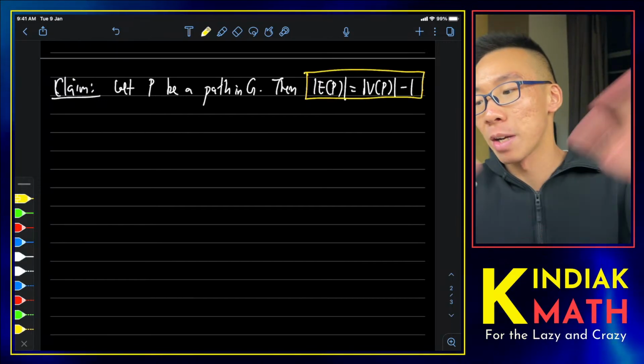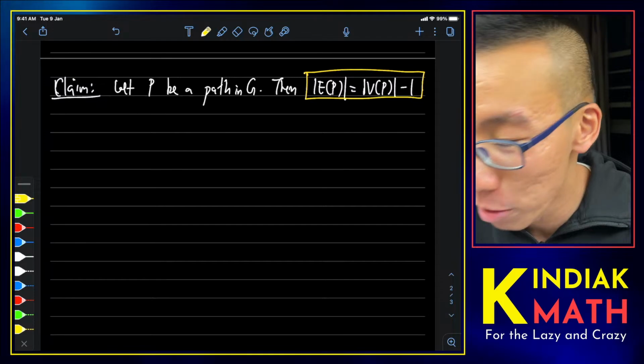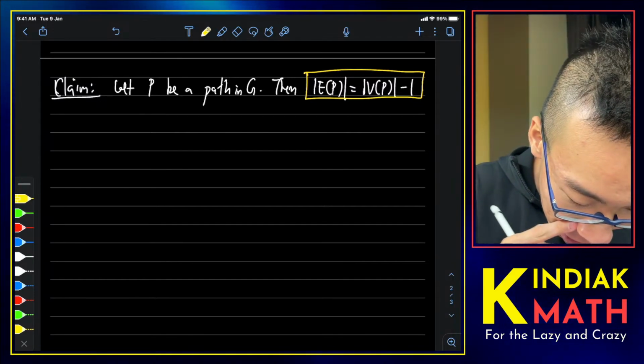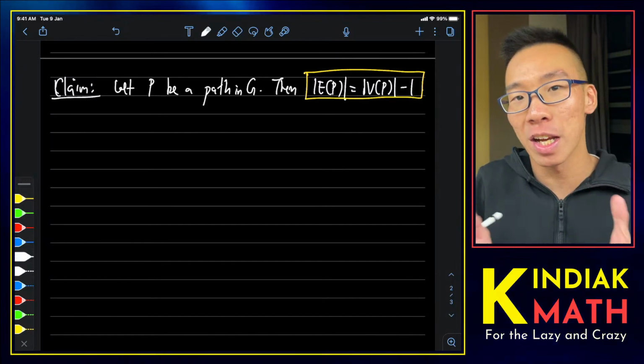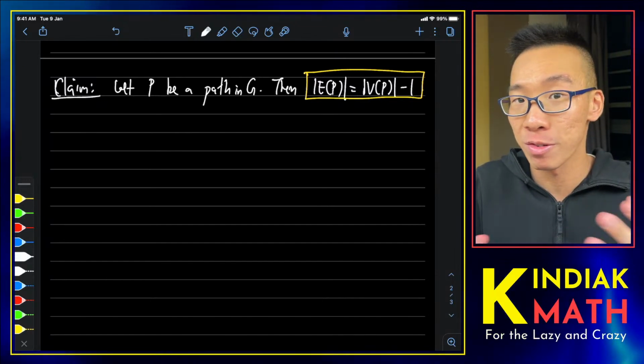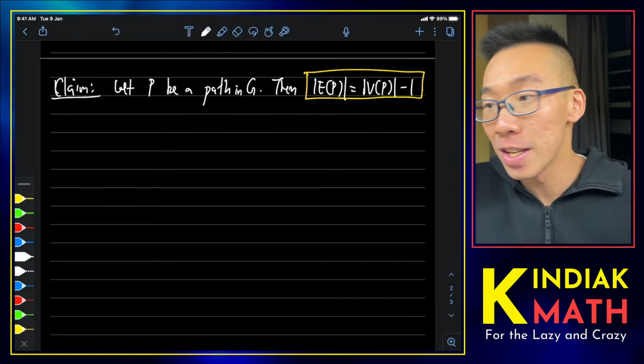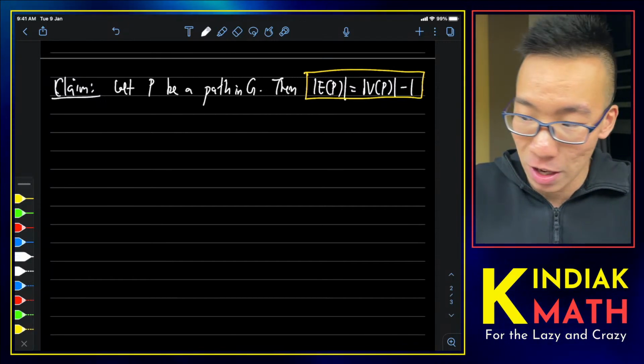But let's assume we know nothing about the tree formula. If you want to watch a tree formula video, I have it somewhere on my channel. You can go check that out. But assuming we know nothing about the tree formula, we can actually prove this from scratch. Right, so here's the idea. We're going to use induction to help us prove this result.